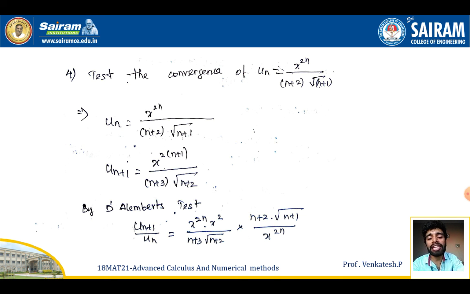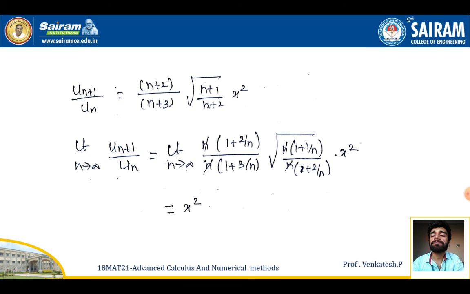So x power 2n I can cancel here. Remaining will be n plus 2 by n plus 3 into square root of n plus 1 by n plus 2 into x square. Now applying the limit n tends to infinity on both sides, I got the equation limit n tends to infinity un plus 1 by un. If I apply the limit directly, the answer will be infinity by infinity form. So I am taking n common factor from each term, cancelling it, and applying the limit here. So now the answer will be x square after n tends to infinity.